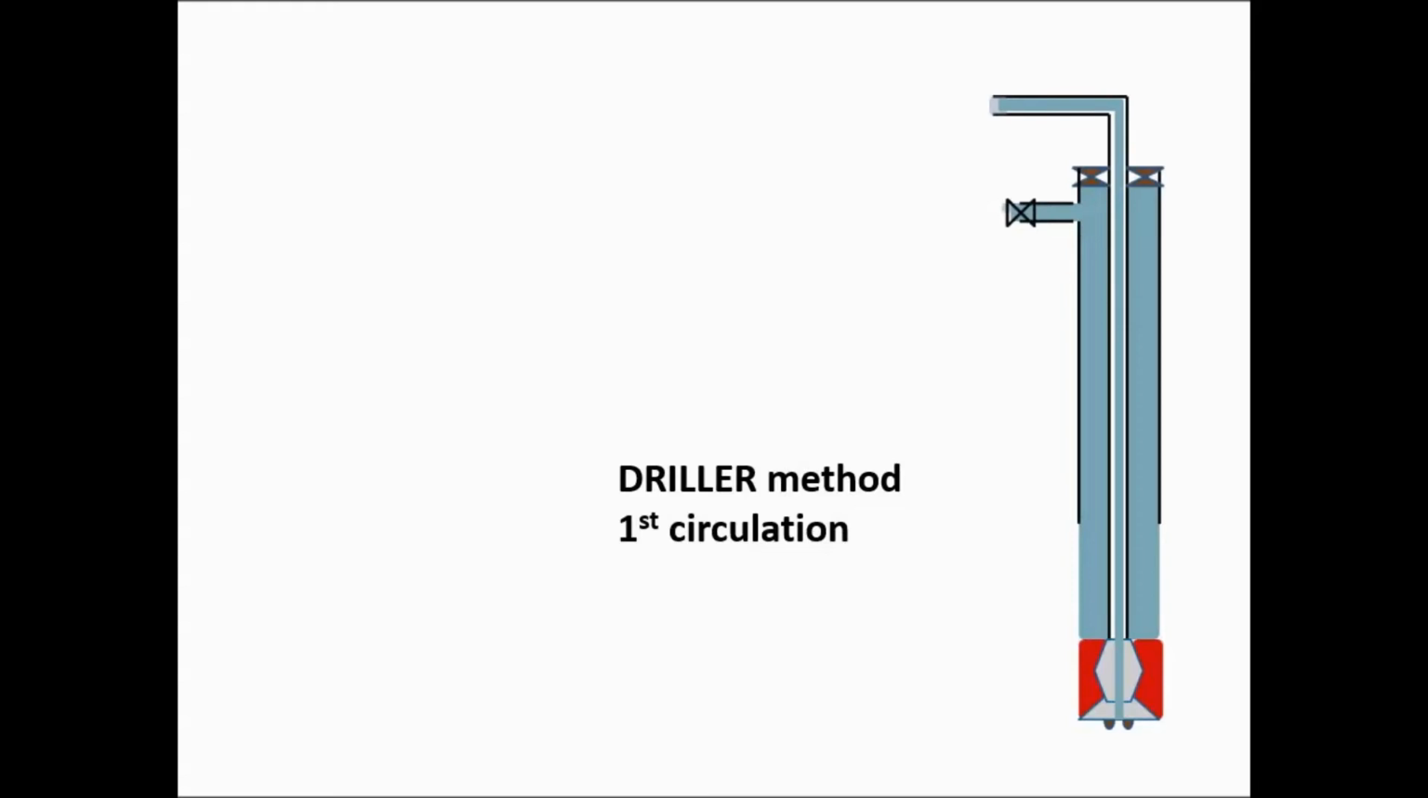This is an illustration of the driller's method to remove the influx from the bottom of the well, bring it to surface, and evacuate the influx out of the wellbore using two steps of circulation. And this is the first circulation explanation.